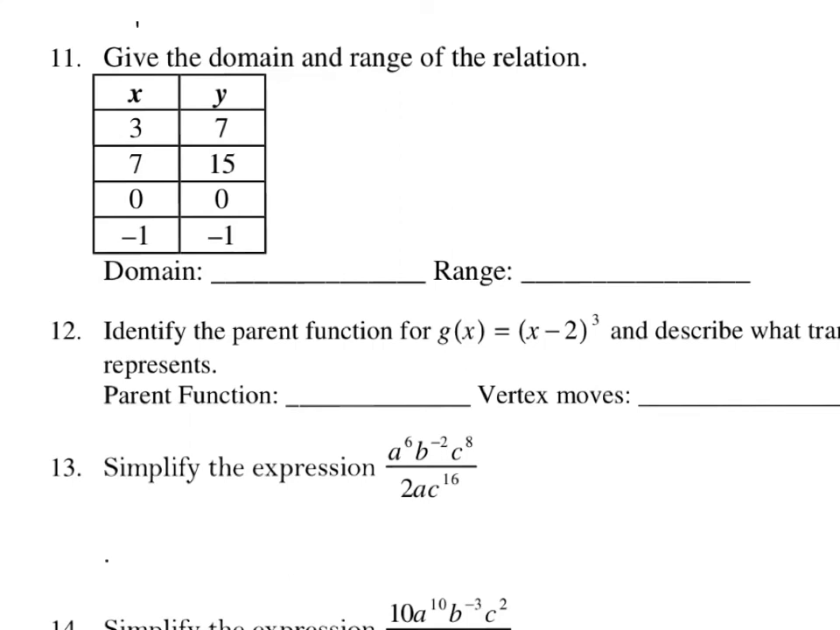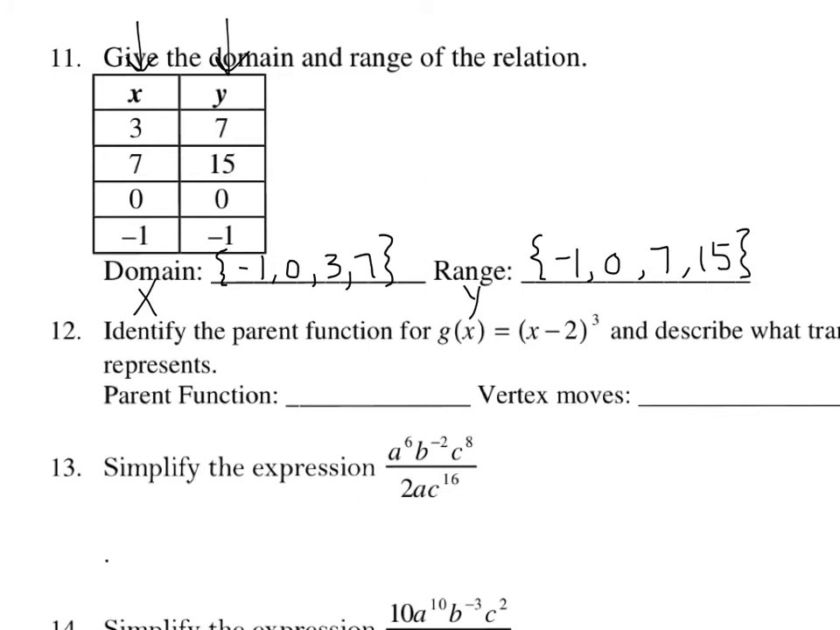The domain is all of the x's, so you put them in brackets and order them from low to high. And the range is all the y's. So inside brackets, we will list all of the y values from low to high, and that's it.